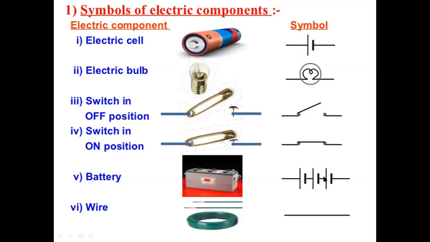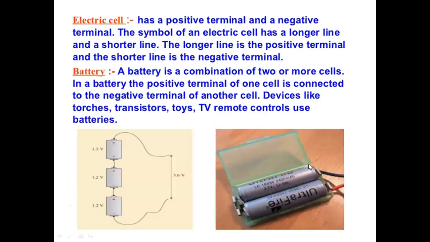Next is the symbol for battery. Battery, as we just discussed, is the combination of two or more cells. So to represent a battery, we draw the symbol of an electric cell 2-3 times. So अगर आप electric cell के ही symbol को 2-3 बार एक साथ draw कर दें, we call it a battery. Now last but not the least, the symbol for wire, the connecting wires. We represent it with a very simple straight line. So these are the different symbols for different electric components which we use for making an electric circuit.